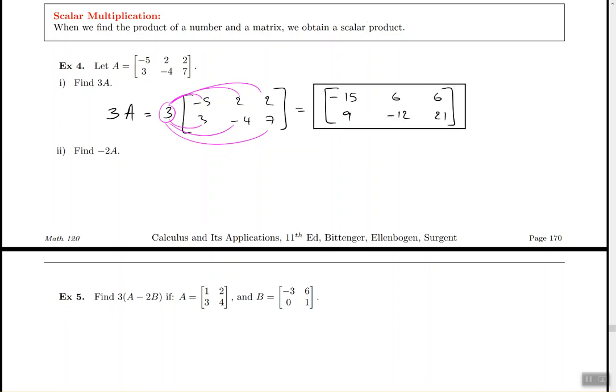Again, keep in mind that whatever size you started with, you're going to end up with the same size at the end. So scalar multiplication is not terribly difficult. What's a little bit more difficult is multiplying a matrix by another matrix. That's going to happen in the next section.